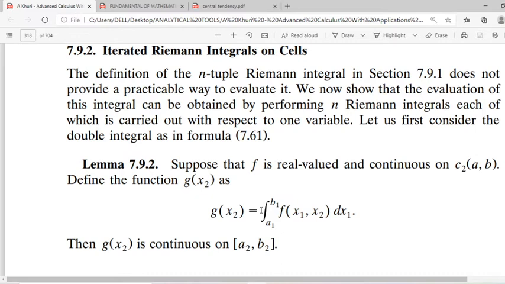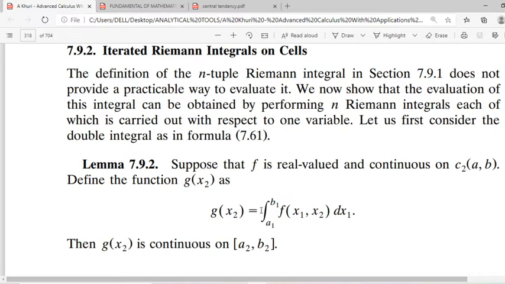Suppose that f is a real valued function and continuous on C to AB, that is a cell. Define a function g of x2 as g of x2 equal to integral a1 to b1 f of x1 comma x2 dx1. So we are considering a bivariate function f of x1 comma x2. The domain of definition is C to A comma B, as we have seen yesterday. Then g of x2 is continuous on A2 comma B2.